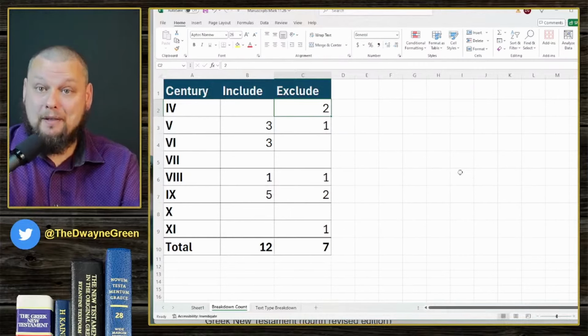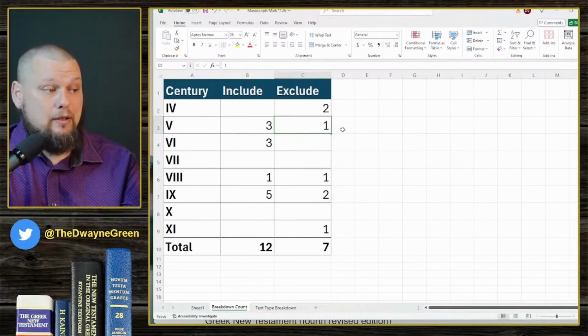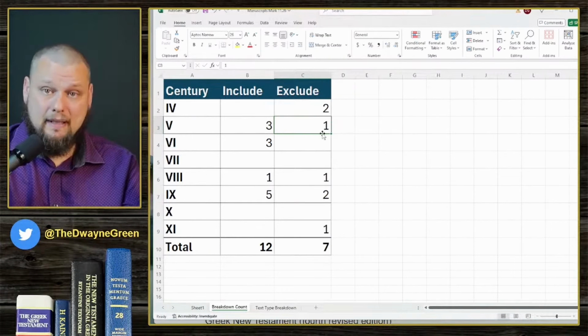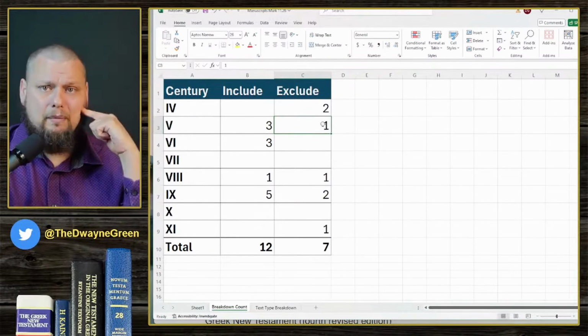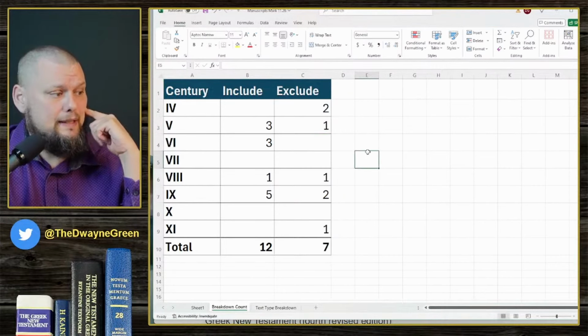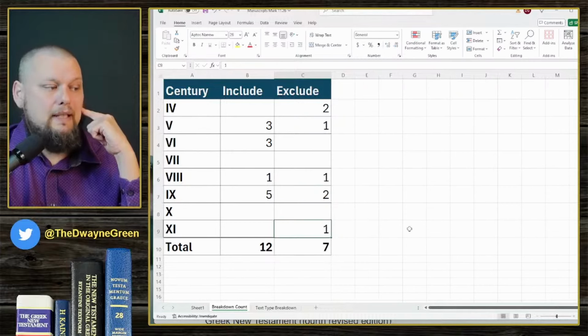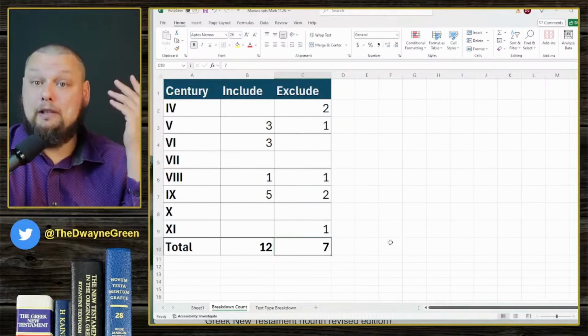We know what those are, right? Sinaiticus and Vaticanus. And then we have one manuscript from the 5th century. I think that was Washingtonianus, the 032. That's the one with the Freer Logion and a bunch of weird readings. And then we have one from the 8th century, 2 from the 9th century, and 1 from the 11th century, a total of 7 that exclude the verse.